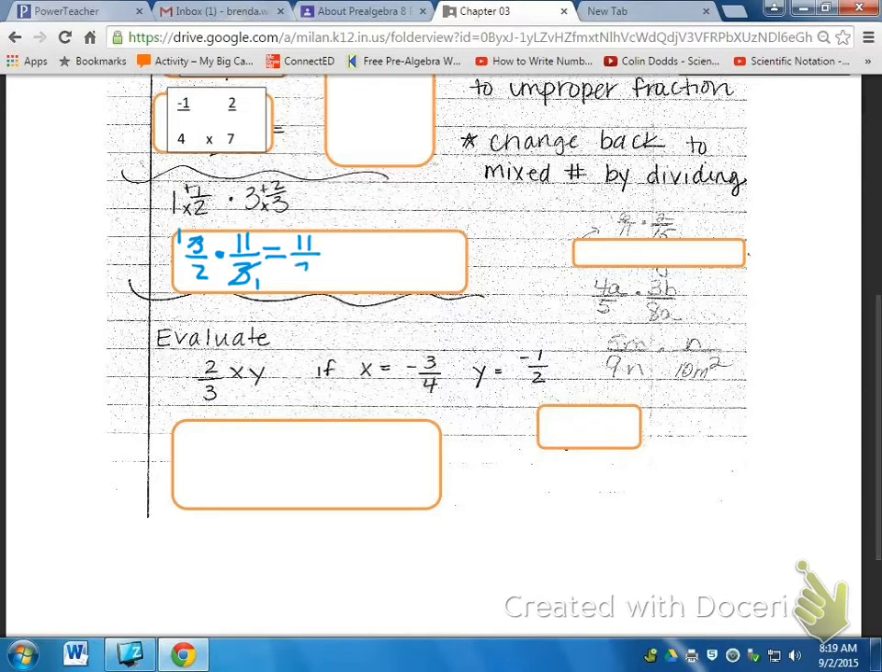11 over 2, which you cannot leave like that. So you have to take 11 divided by 2. And Shane, how many full times does 2 go into 11? 5. So that becomes 5 for the whole part. And what's 5 times 2? So what's left over? 1. So 5 and 1/2. Good. 5 and 1/2.